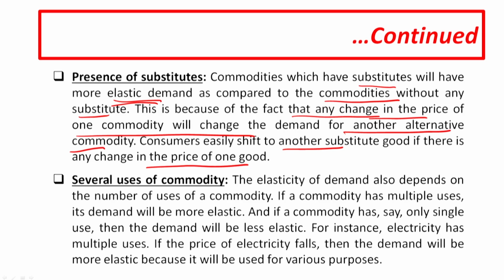Moving to the next point, several uses of the commodity. The elasticity of demand also depends on the number of uses the commodity has. If the commodity has multiple uses, the demand will be more elastic, and if the commodity has only a single use, then the demand will be less elastic. For instance, electricity has multiple uses, and if the price of electricity falls, then the demand will be more elastic because it will be used for various purposes such as cooking also.